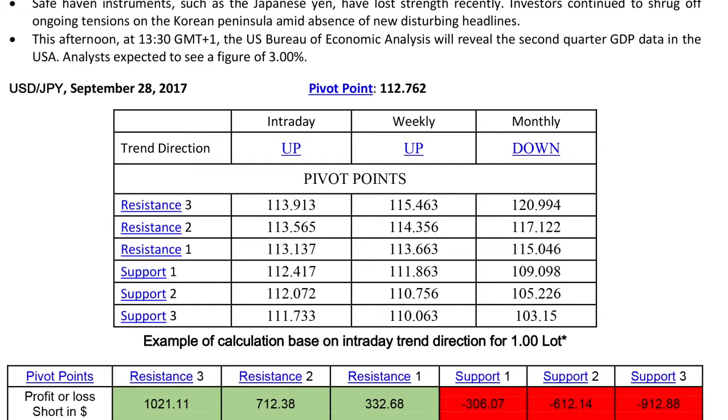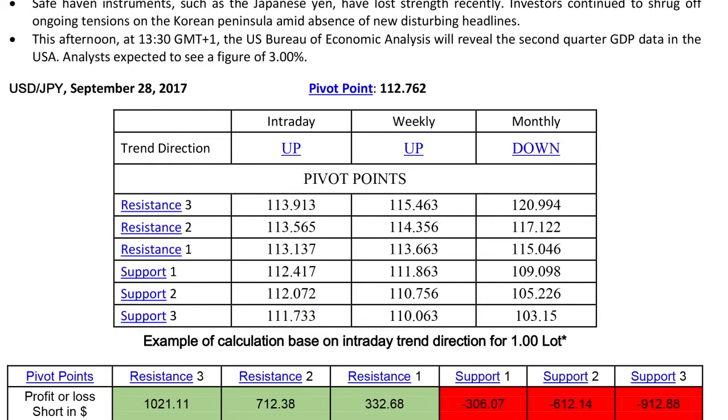Our first target is at resistance 1, which you can see here is 113.137. Our second is at resistance 2, which is 113.565. And our third at resistance 3 is 113.913. Accordingly, our stop losses should be at support 1, that's 112.417, support 2, which is 112.072, and support 3, which is 111.733.